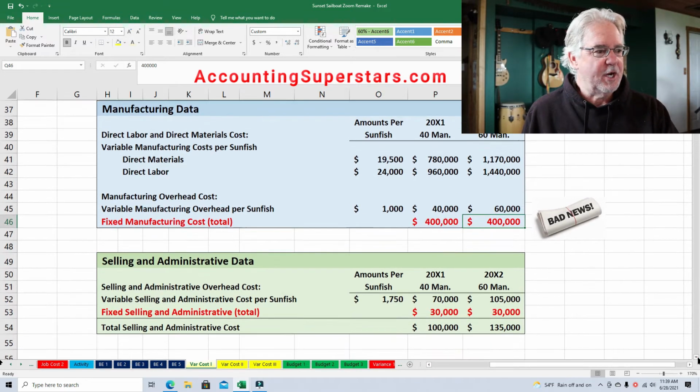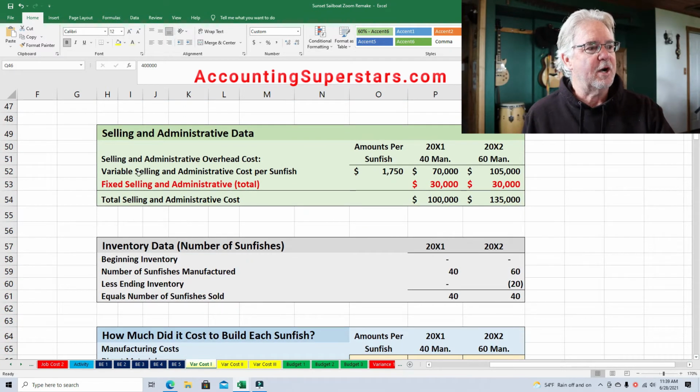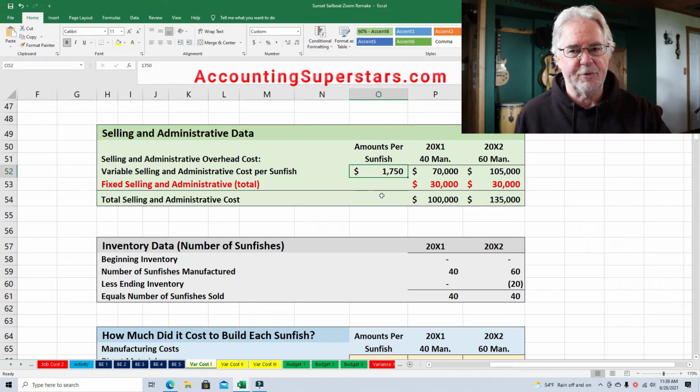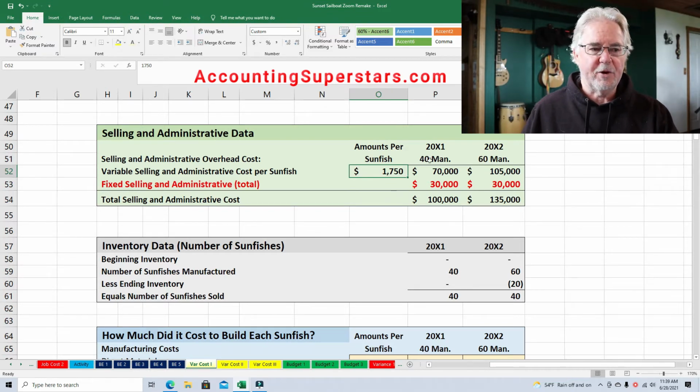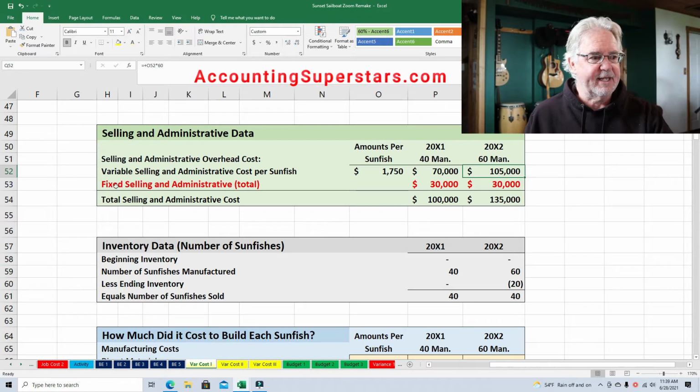So coming down to the next chart, folks. Here's some selling and administrative data. Some of the selling costs are fixed and some are variable. Variable selling and administrative costs per sunfish, $1,750. Multiplied by 40, you get $70,000. Multiplied by 60, you get $105,000. And there are fixed selling and administrative expenses of $30,000. Since they're fixed, it doesn't matter how many boats are built or sold. It's a fixed amount. So total selling and administrative expenses are $100,000 and $135,000.